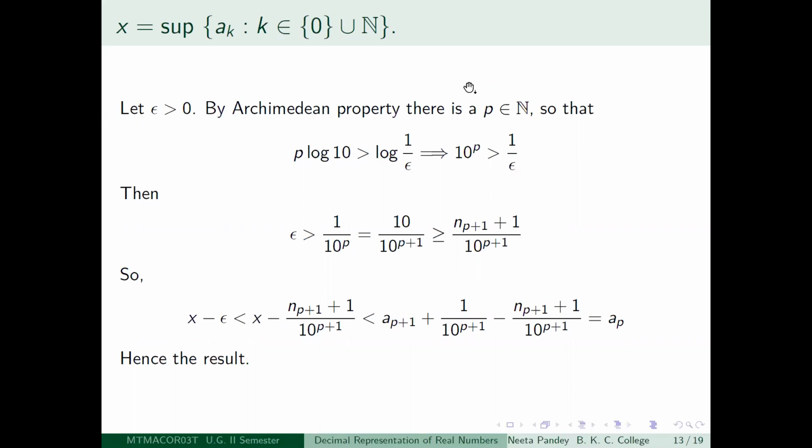Okay. One more interesting thing here is that x is actually the supremum of all the aks. You realize that ak is less than or equal to x for all k. Therefore, x is an upper bound of this set. That much is very much true. Now you want to say that it is the least upper bound. So if you decrease x by any positive quantity, then it will no longer remain an upper bound.